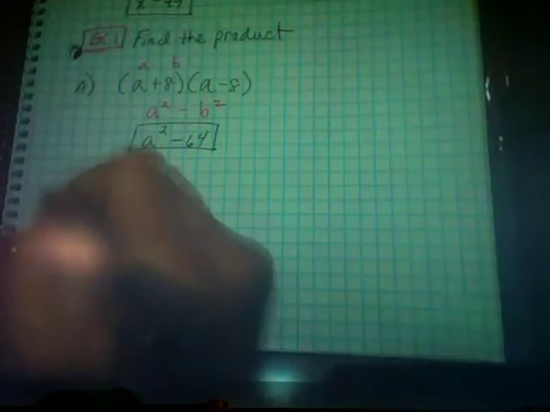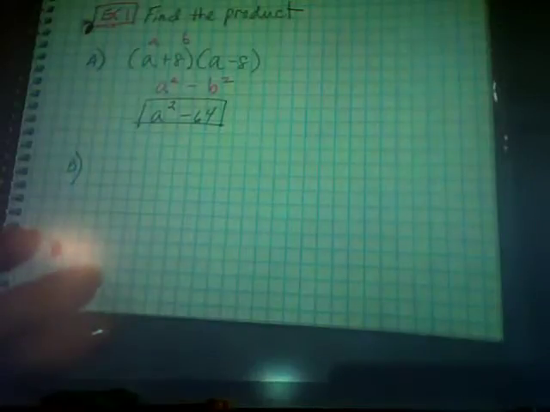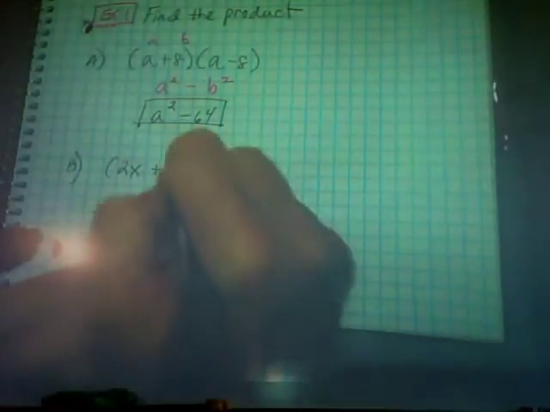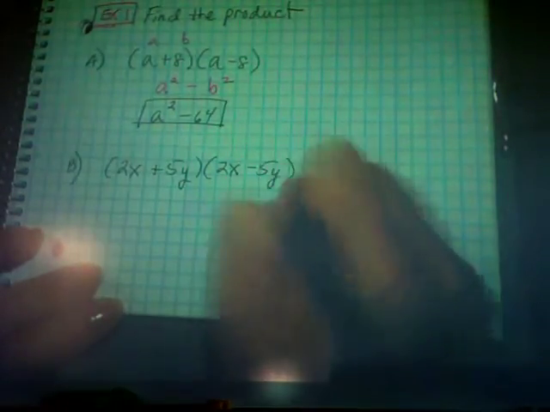All right, what happens if we have a more complicated binomial? What if we have 2x plus 5y and 2x minus 5y?